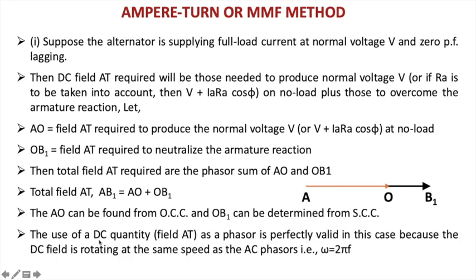The use of the DC quantity, field ampere turns, as a phasor is perfectly valid in this case, because the DC field is rotating at the same speed as the AC phasors. When the turbine is rotated at the synchronous speed, the field is rotating at the same speed as the field produced by the armature.